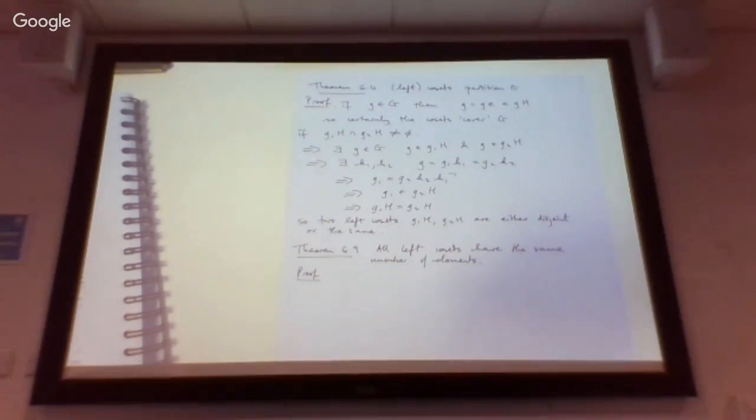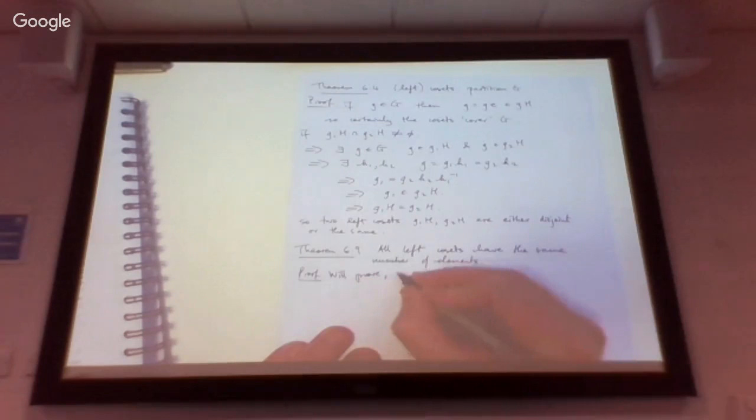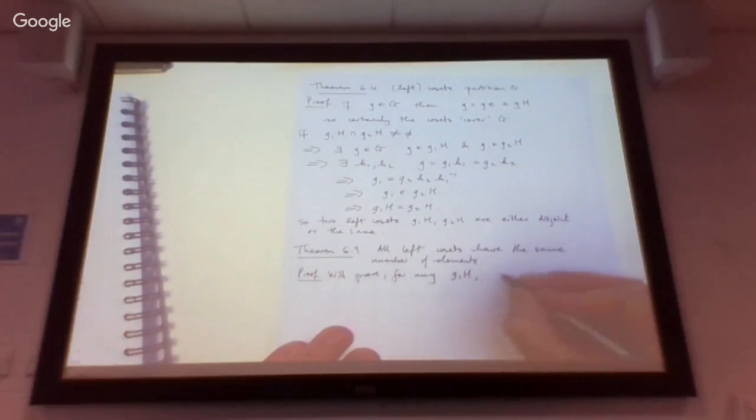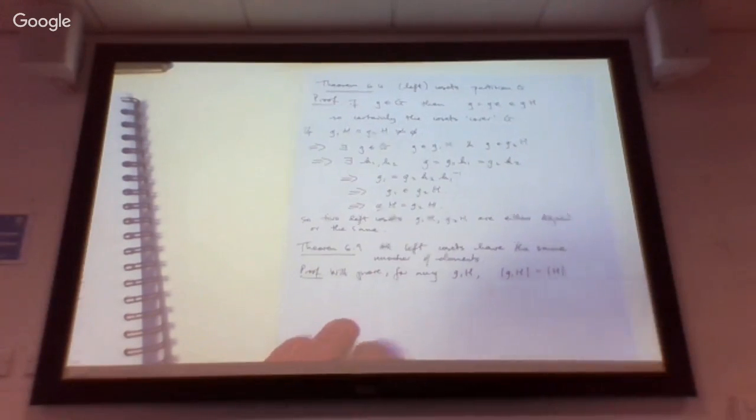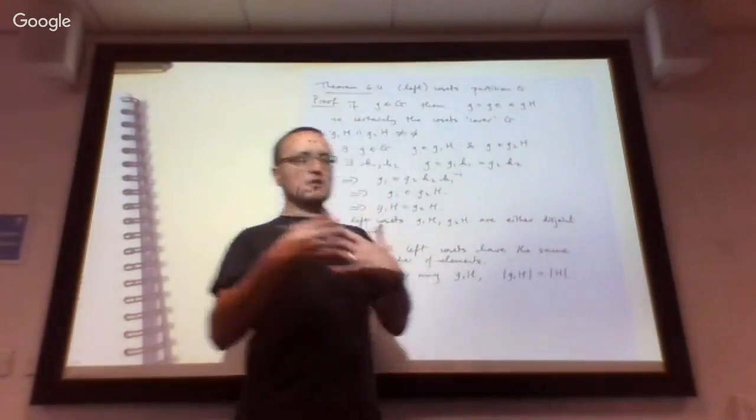Now, we know that if we're looking at the left cosets of H in G, H is itself one of the left cosets. So we actually have to prove that. We will prove that for any left coset G1H, the order of G1H, the number of elements in it, is the same as the order of H.